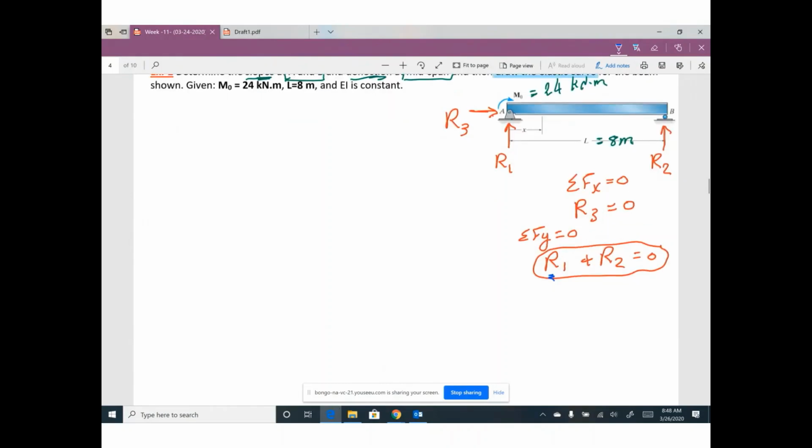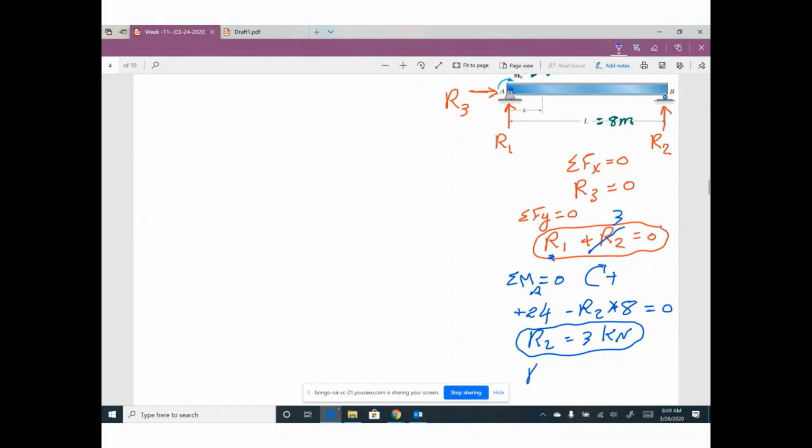The third equilibrium equation, if you remember, is summation of moment at any point equals 0. I will take moment at A, and I will assume this direction is positive. If you take moment at A, R1 and R3 will be cancelled because we don't have distance, but we still have positive 24. M naught will not be cancelled. And we have negative R2 times 8, reaction R2 times horizontal distance 8, equals 0. The only unknown in this equation is R2, so R2 will be 3 kilonewton. Wow. So R2 equals 3. That means your R1 will be -3.